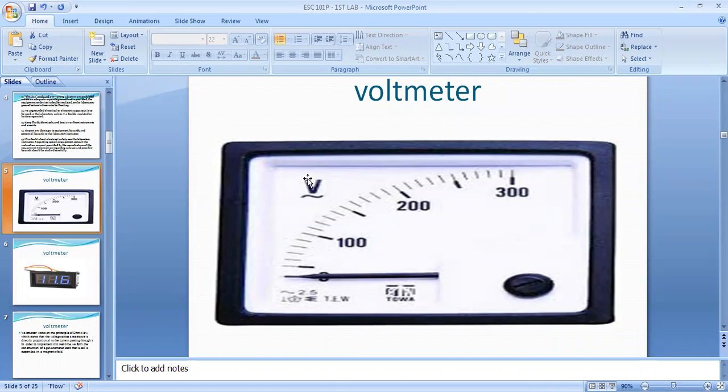Because you can see there is a V sign here. I am indicating the V sign, V for voltage. Every instrument has some indication so that you can identify every instrument separately. So V means voltage. Okay. But I am asking you, there is AC current, DC current, AC voltage, DC voltage. So is this instrument for measuring AC voltage or DC voltage? Can you guys tell me?